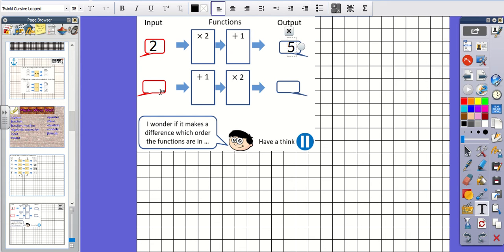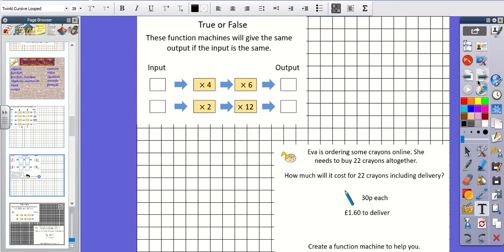So let's see then if it makes a difference, keeping our input the same. 2 add 1 equals 3. 3 times 2 equals 6. So it does make a difference in which order the functions are in. Because if you add 1 for the second part, you get a smaller answer, whereas if you are adding for the first function, you get a bigger answer. Interesting.